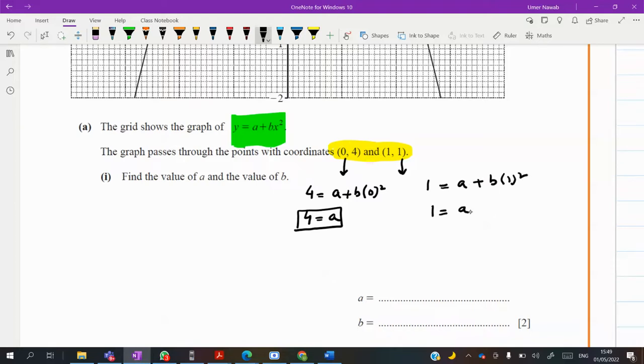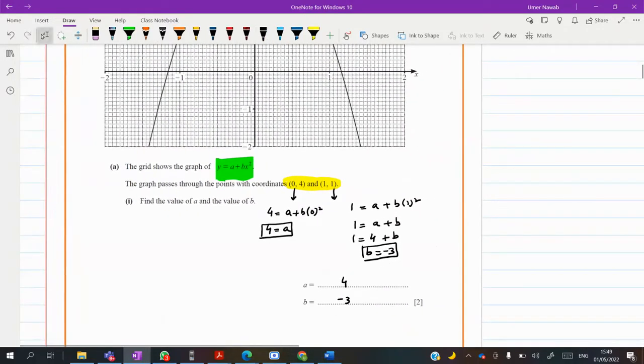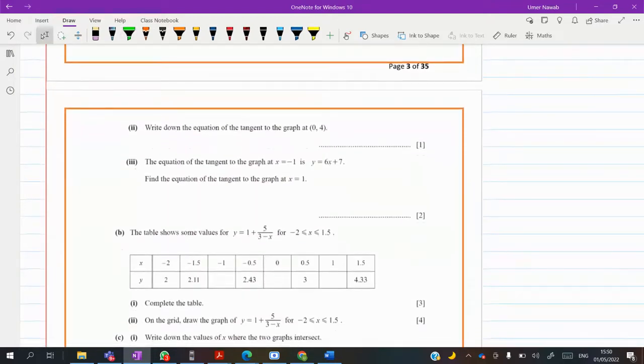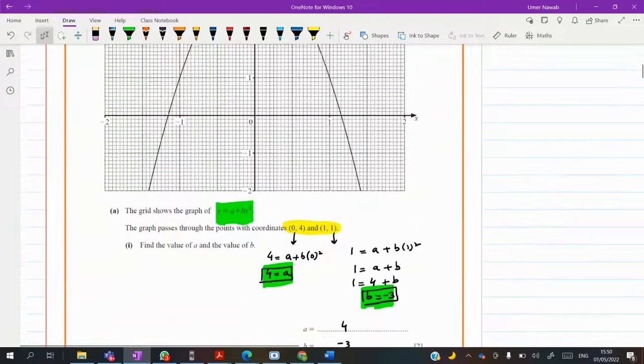It gives you a plus b is equal to 1, and I found a is 4. So b is equal to -3. Substitute it here, b is -3, and a is equal to 4. After finding a and b, what's the next question? Write down the equation of a tangent to the graph at (0, 4).